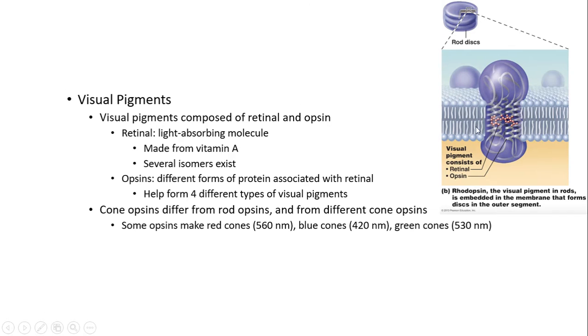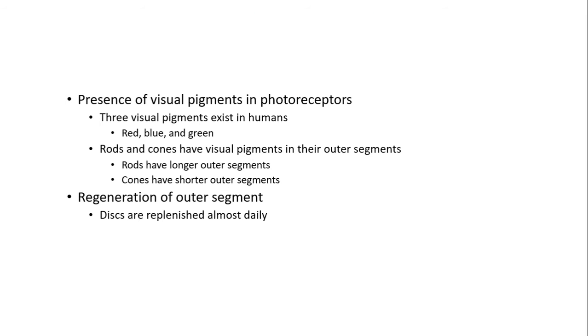But embedded into this membrane is where you see these visual pigments. Okay, so for example, this visual pigment here contains these 2 components, and this is actually the visual pigment for the rods that I was speaking of. But once we get there, we'll explain that a little bit more.